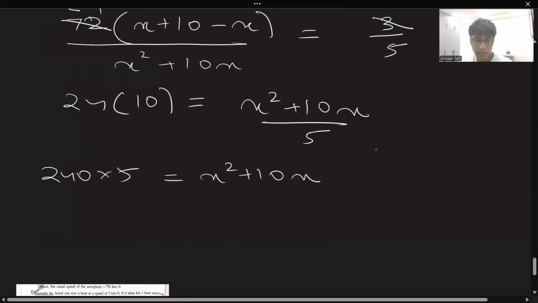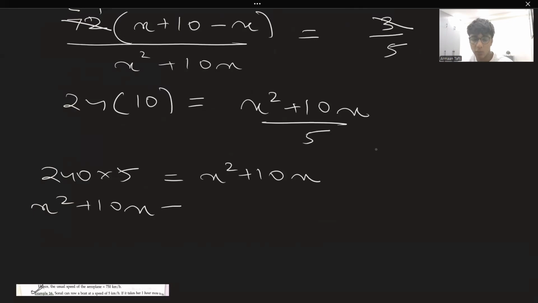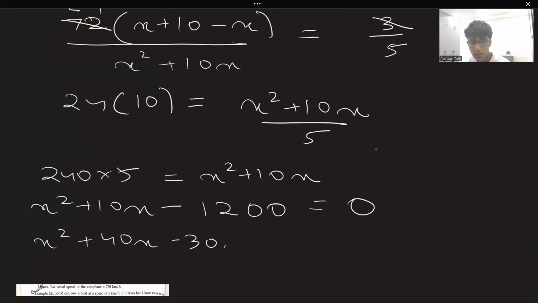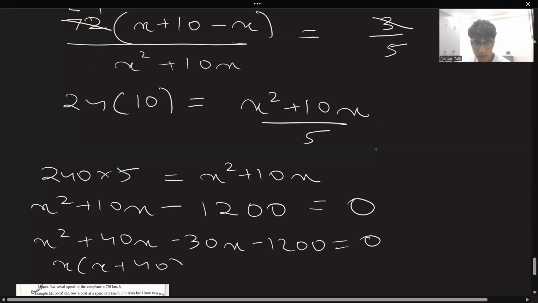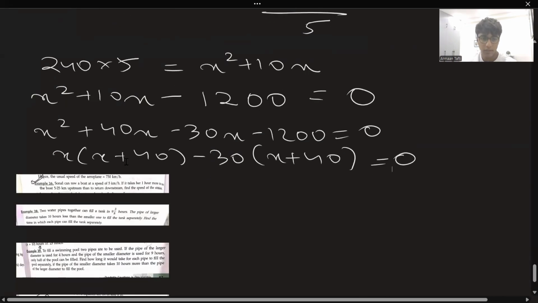Now we can form a quadratic with this: x square plus 10x minus 24 into 5, which is 1200, equals 0. How can we express 1200? 40 and 30, you can see that directly. So it's x squared plus 40x minus 30x minus 1200 equals 0. Now if we simplify this further, we get x times x plus 40 minus 30 times x plus 40 is equal to 0.